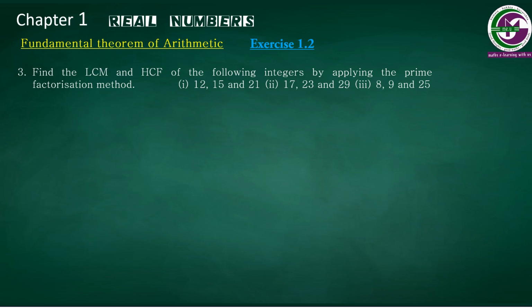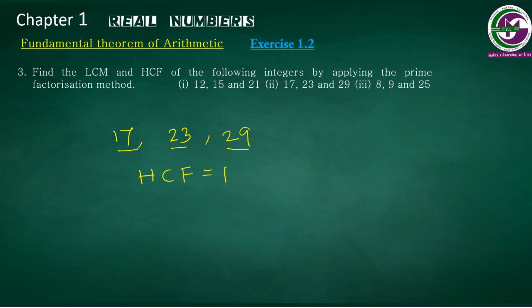Now next question, 17, 23, 29. So you can see that 17, 23, 29, we already listed the prime numbers. So 17 is a prime number and 23 is a prime number and 29 is a prime number. That means they don't have any other factors other than 1. So the HCF is 1. There is no other common factor because 17, 23 and 29 are prime numbers. There are no factors for these numbers other than 1. So the only common factor is 1.